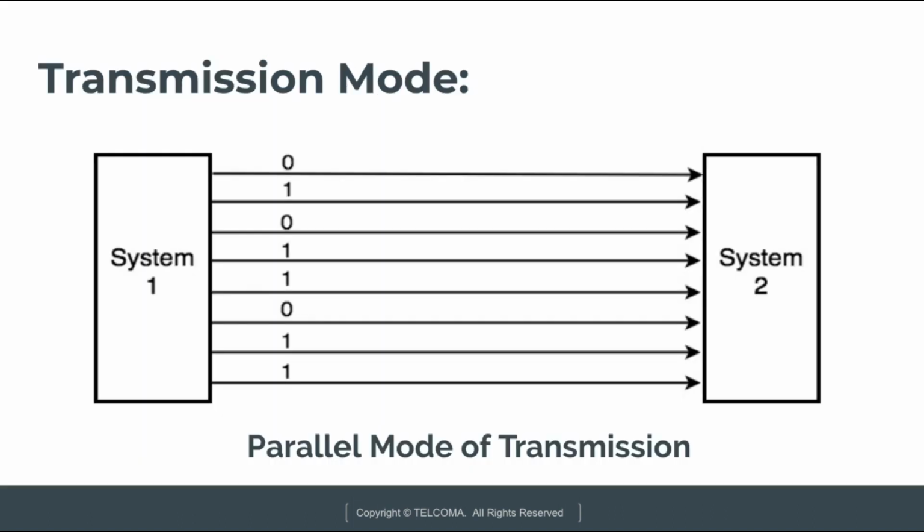This is the diagram showing the parallel mode of transmission. There are different wires connecting system 1 and system 2, and one bit is sent over each of these different wires. So this provides fast transmission of the signal from system 1 to system 2.